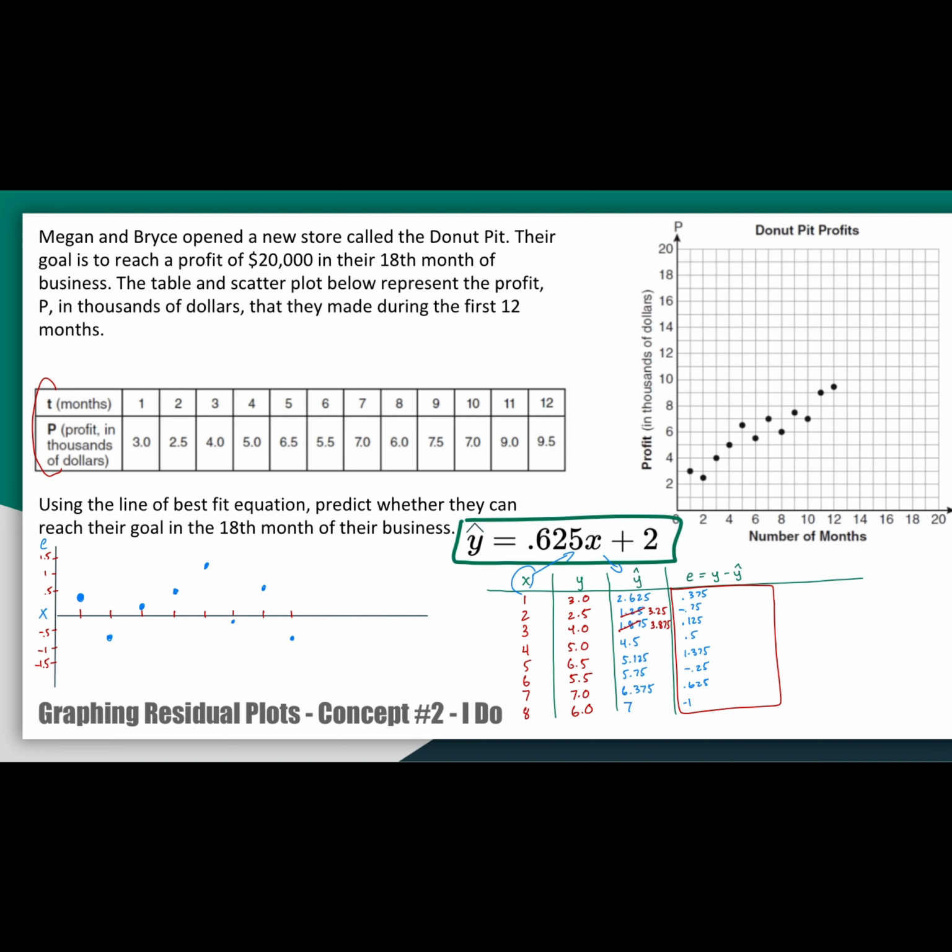And the final question we would really want to ask ourselves is, is this a good fit? And I would say this is a good fit.